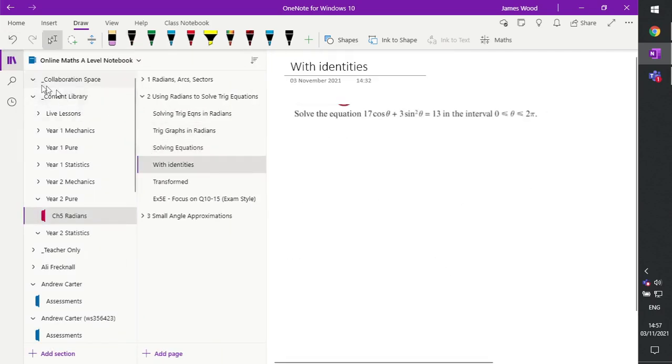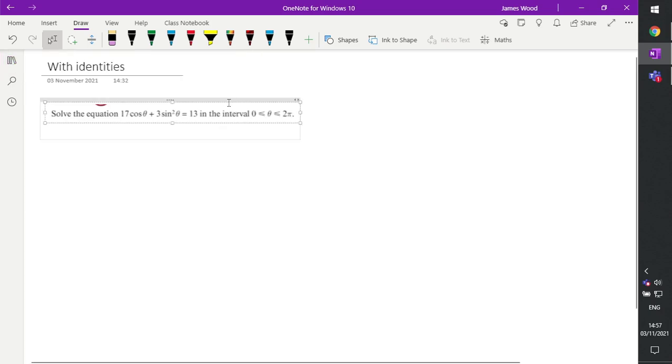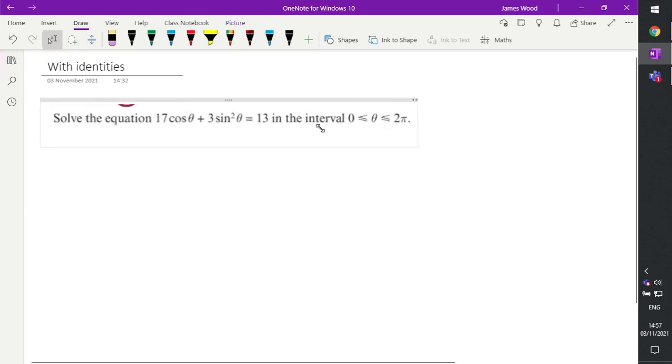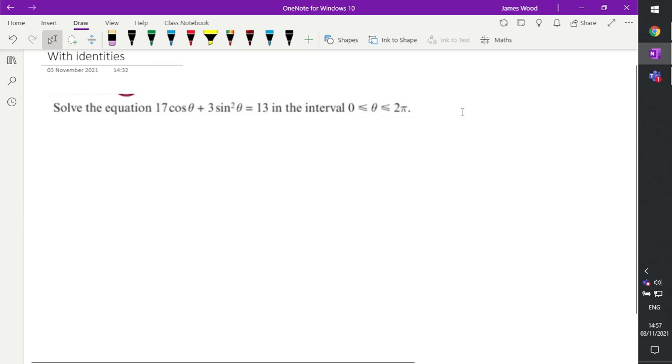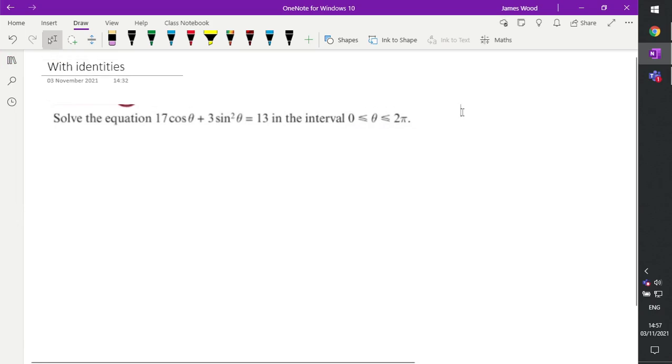Right, let's have a look at some that involve identities as well. These are all things that we've done before. If you think you need to go back and review this, maybe go back and watch the videos from the year 1 trigonometry chapter. I think it's chapter 10.